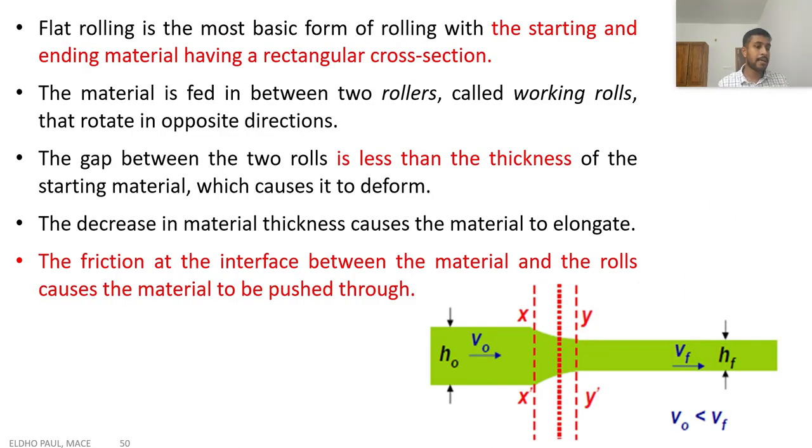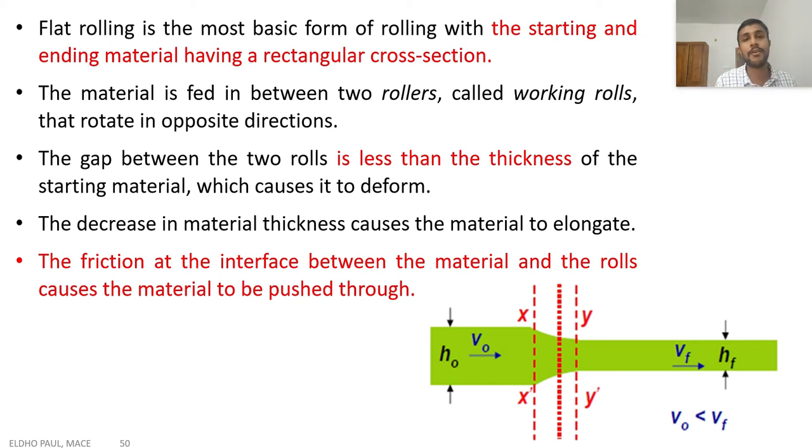So the flat rolling is the most basic form of rolling, with the starting and ending material having rectangular cross section. There is no change in the cross section. But in the remaining rolling processes, for example, if you want to make an I section as the output product from a rolling process, then we feed rectangular cross section raw material into the rolling process, and the output product will be I section or C section or S section, etc. Okay, there is a change in cross section.